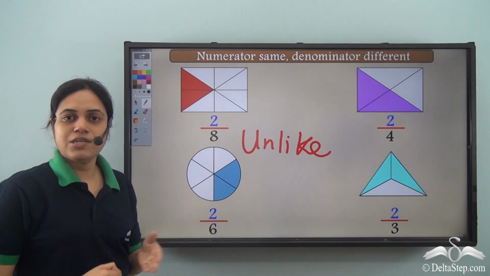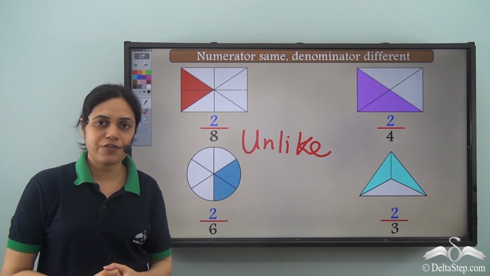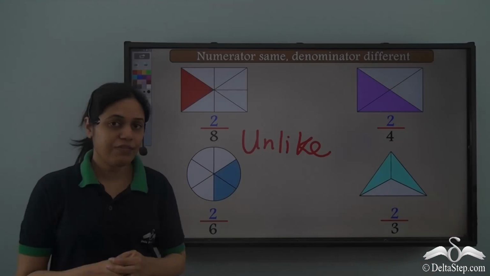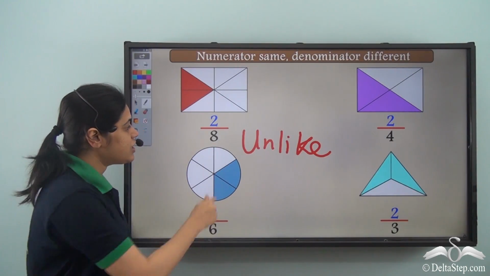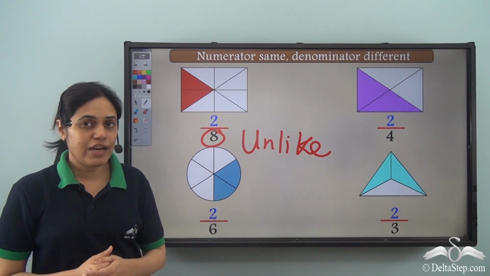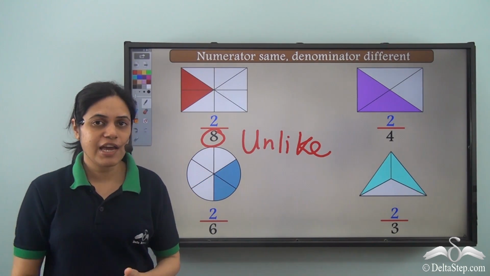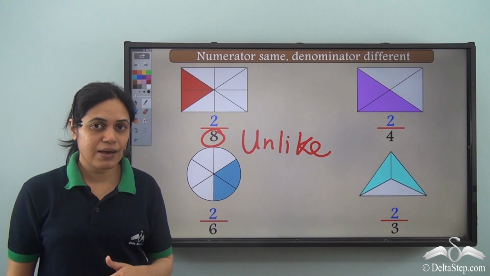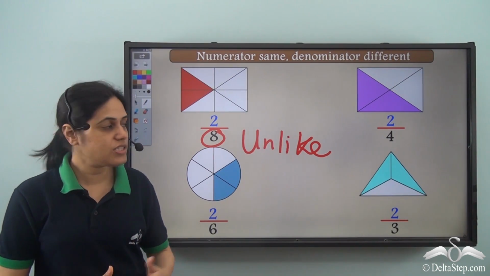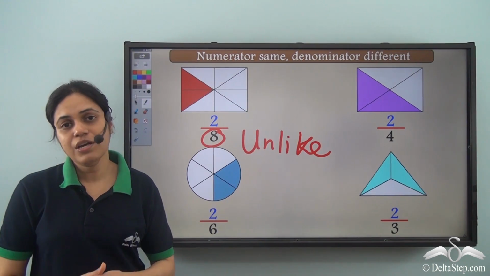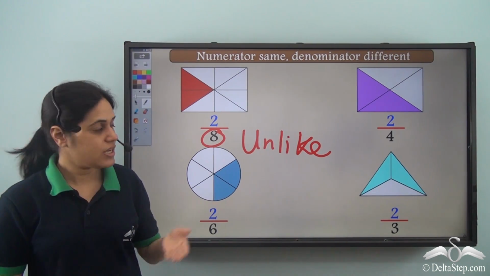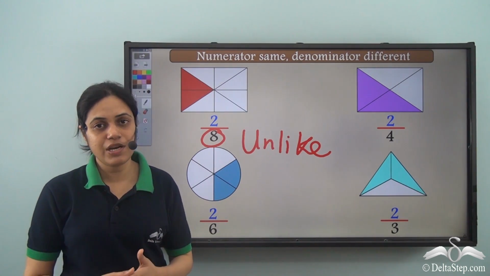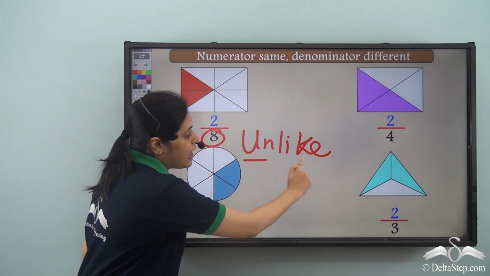So if the numerator is the same and the denominator is different, still the fractions are called unlike fractions, because they will be like only when the denominators are equal. So when you need to check for like or unlike, you need to see only the denominators. If the denominators are the same, then the fractions are like fractions. But if the denominators are different, the fractions are unlike fractions. Even if the numerators are the same, but the denominators are different, the fractions are called unlike fractions.